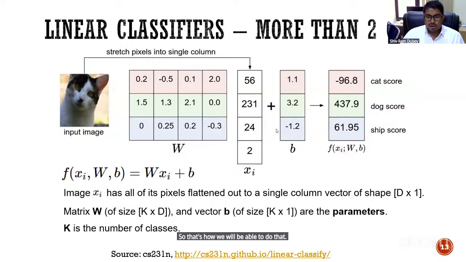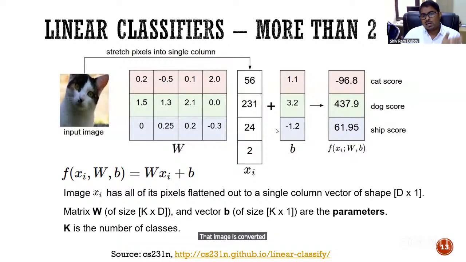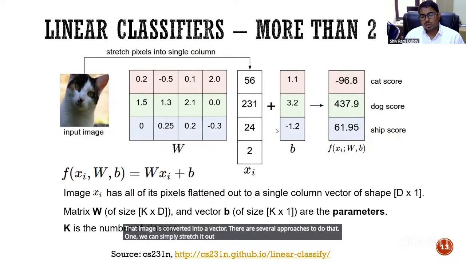How is an image converted into vectors? I think we have already discussed and answered that. There are several approaches to do that. One, we can simply stretch it out, or we can use some existing feature extraction techniques and convert the image into vector form. But if we apply a CNN, we need not convert. We can directly give the image as the input to the convolutional neural network.